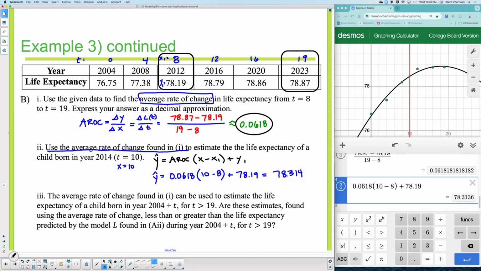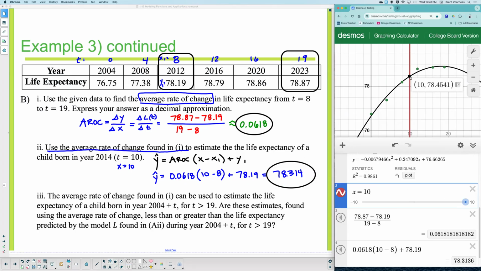78.314. Now, I want to just contrast this. That's the actual value right there. That's the true value. Did the calculator predict the same answer? Please look. Did the calculator give you the same answer? No. If you went off the calculator, you would be wrong because this did not say use the model. It said use the average rate of change.